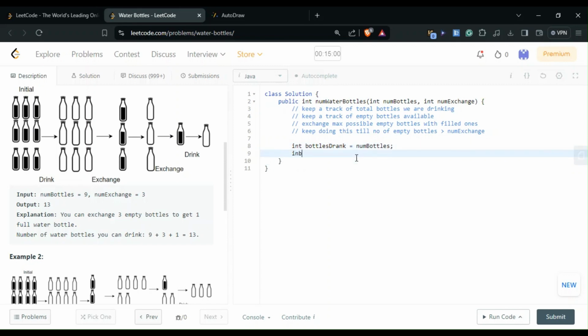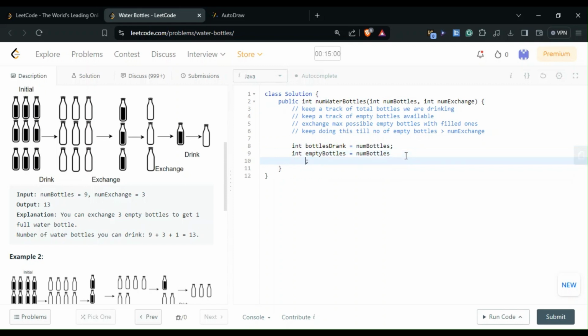And int emptyBottles equals numBottles. We'll tell you why we have to do this. So in the first case, whatever bottles are available with us, all of them are full, so we'll directly drink them. So the number of bottles you drank in the first case is equal to the number of bottles available, and all of those bottles then become empty, so all can be recycled again. So this is how we can start.